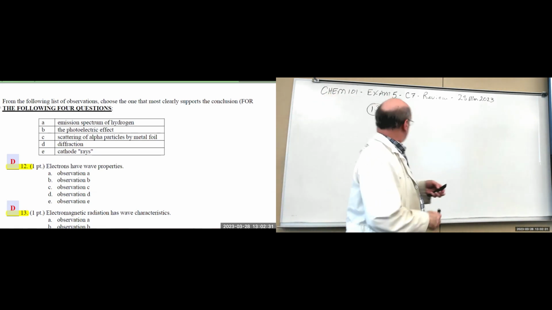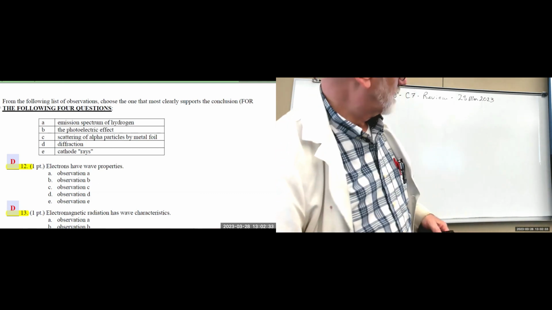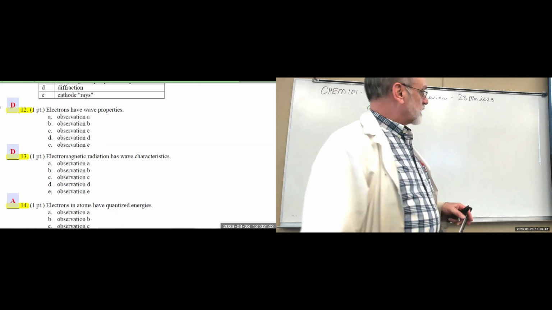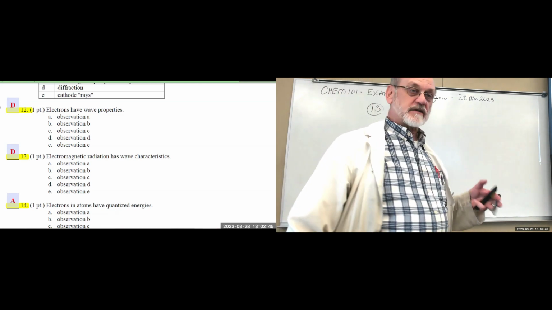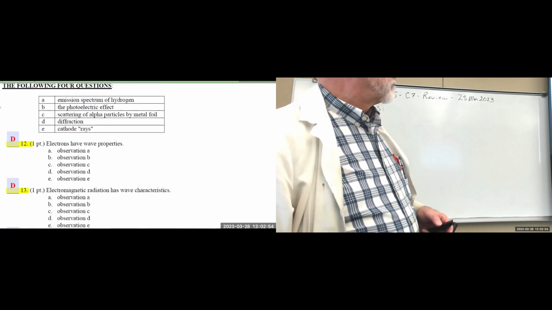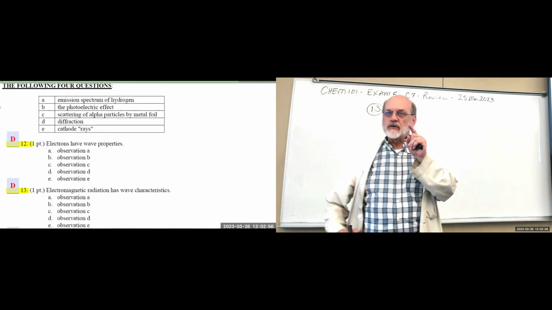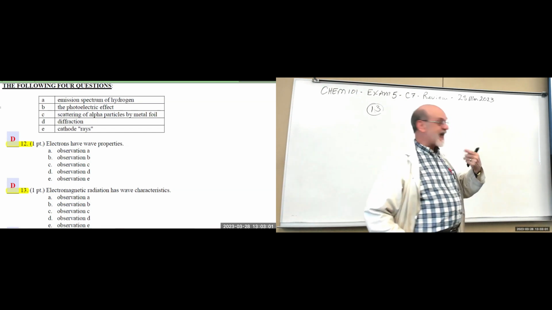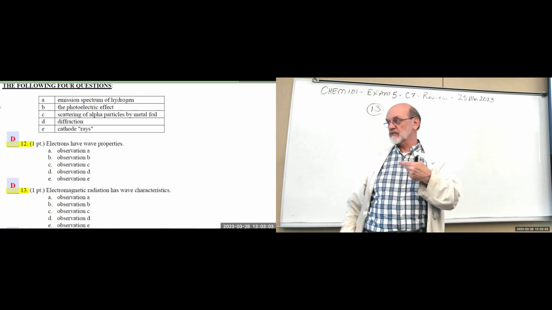Okay, so 13 is also D, wave properties, diffraction. Electromagnetic radiation has wave properties. Okay, it does. And we know that because of diffraction. Electrons in atoms have quantized energies because of what? The primary clue for quantized energies of electrons in atoms is the line spectrum of hydrogen.